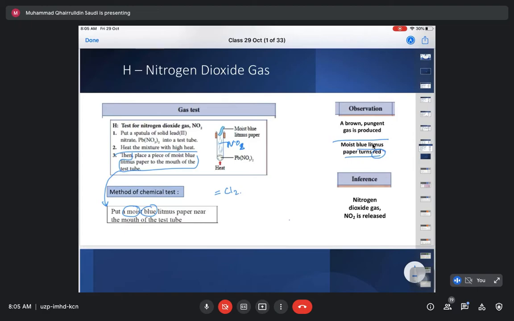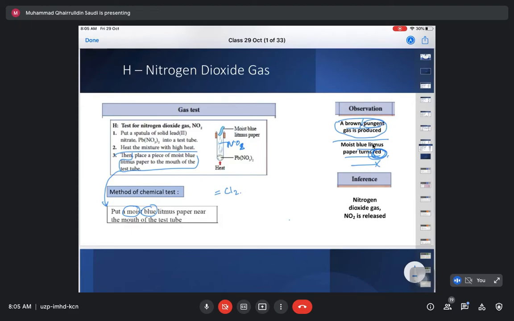Kalau chlorine tadi ada lagi next step. Apa jadi? Lepas red dia jadi white. Kan? Okay, untuk nitrogen dioxide gas dia tak ada turns white sebab dia tak ada bleaching properties tadi. So bila dia turn sampai red je, you should know ini adalah nitrogen dioxide gas. Okay, and then satu lagi, nitrogen dioxide gas pun ada color juga. Dia ada brown color dan dia pun ada bau yang pungent.